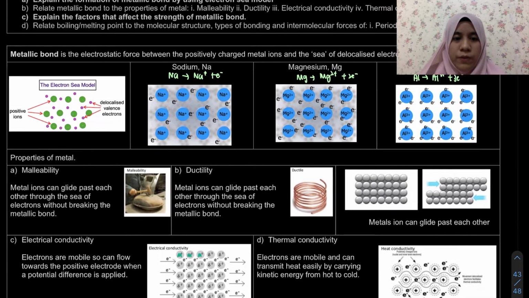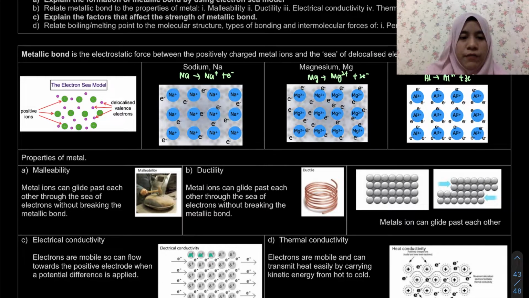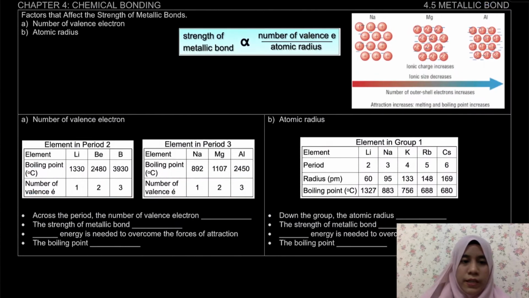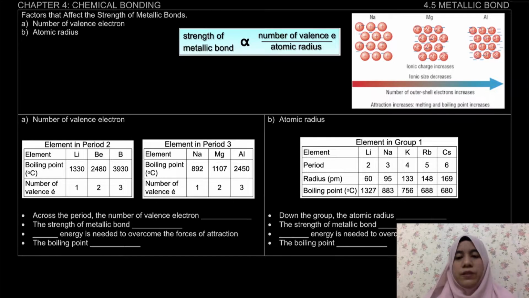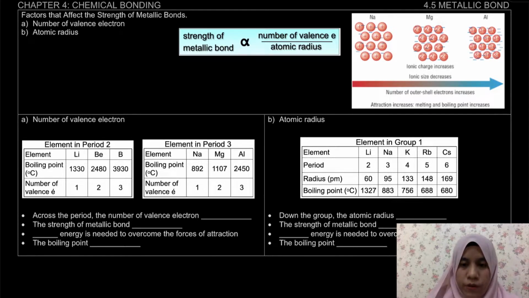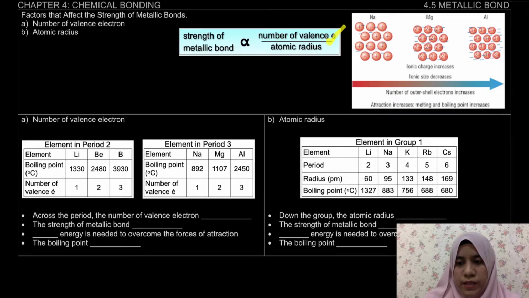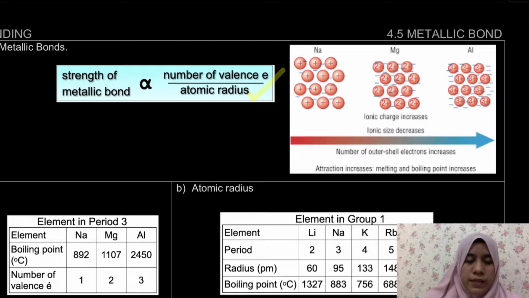Okay, next one what we're gonna look at is actually explain the factors that affect the strength of metallic bond. Yang ini lah. Okay, so kita tengok dekat sini. So what is the factors that affect the strength of metallic bond? First is actually the number of valence electron dengan atomic radius. So kat sini kita tengok the strength of metallic bond is directly proportional to the number of valence electron, but is inversely proportional to the atomic radius.